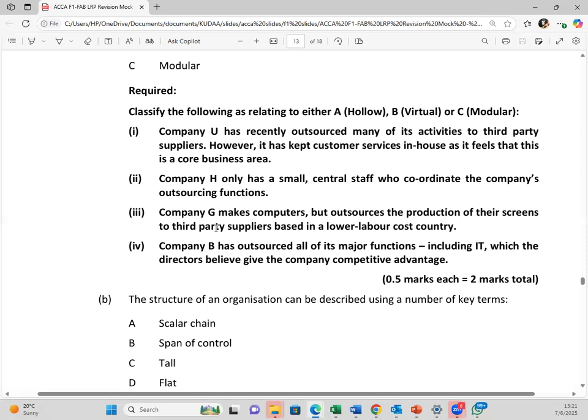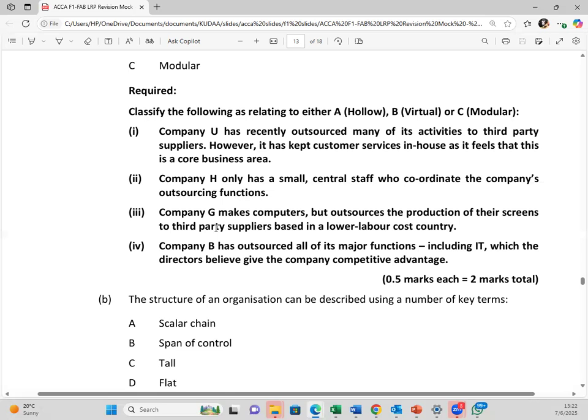Then company G makes computers, but outsources the production of their screens to third-party suppliers based in a lower labor cost country. So they are making computers, but they are outsourcing the screens for the computers. What can we say about this? Which structure does this show? Coletta is saying C. Which structure is this? Others, what's your take on this one?